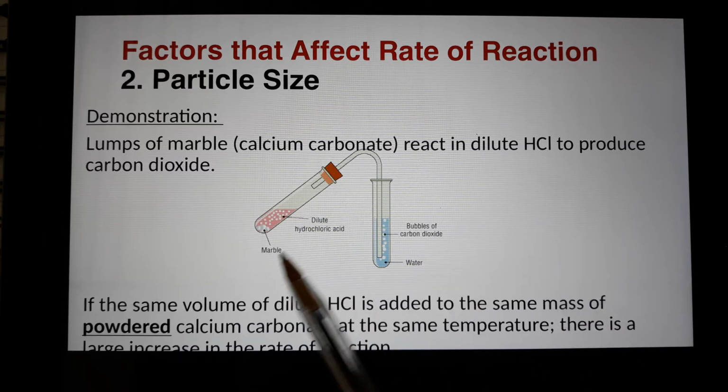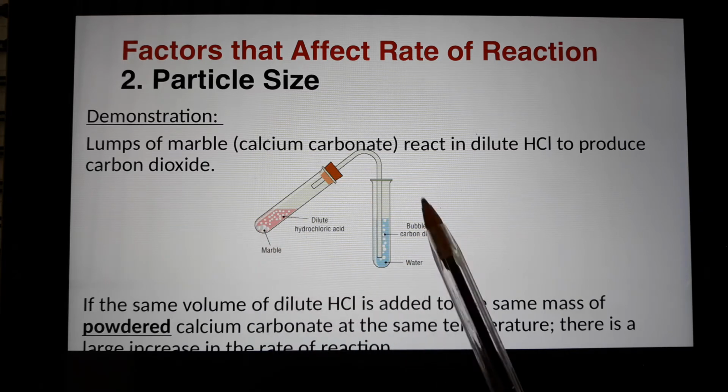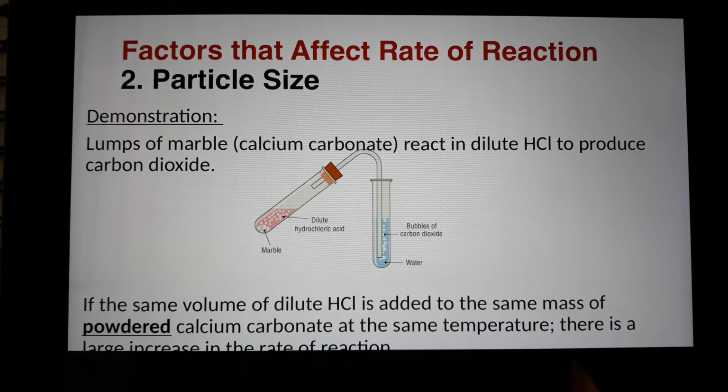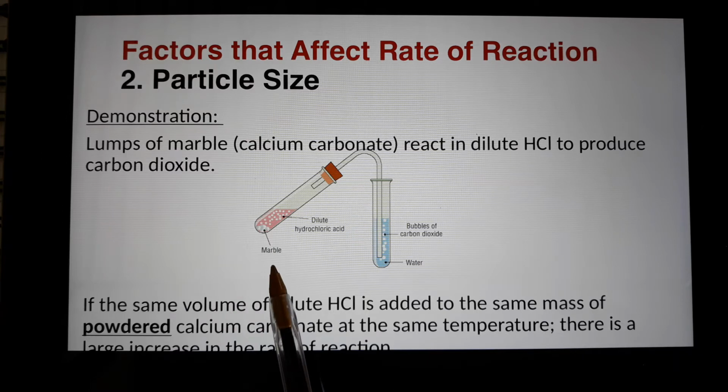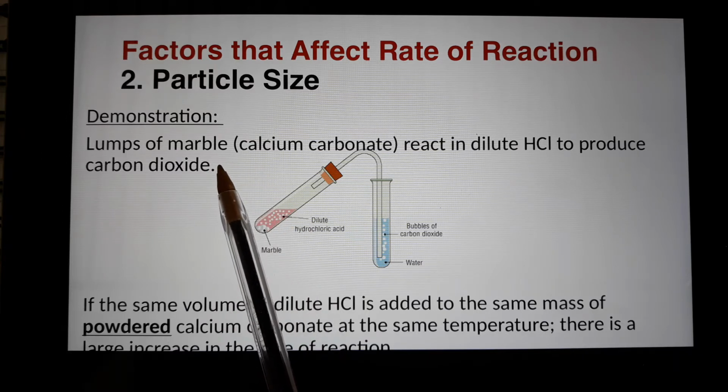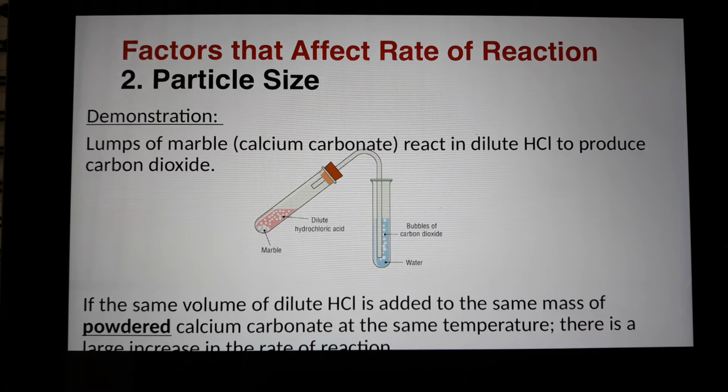Now, I could start that experiment once. With the large marble chips, you will see a few small bubbles of carbon dioxide being produced in, say, 30 seconds. Then I might decide to redo this experiment, rinse out everything, start again, but instead of using large lumps of marble chips this time, I'm going to use powdered marble chips. So it's the same amount of marble chips, but I'm going to use a pestle and mortar and grind them down until they're a really fine powder.